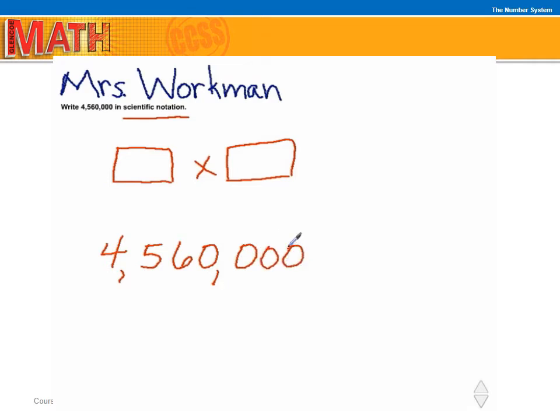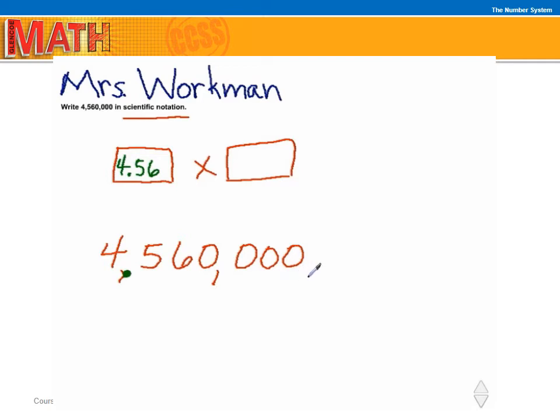To find the number that goes here, we put a decimal point after the first non-zero digit. So that would be right after the 4. And we're going to write now 4.56. And I don't need to write all of these zeros.